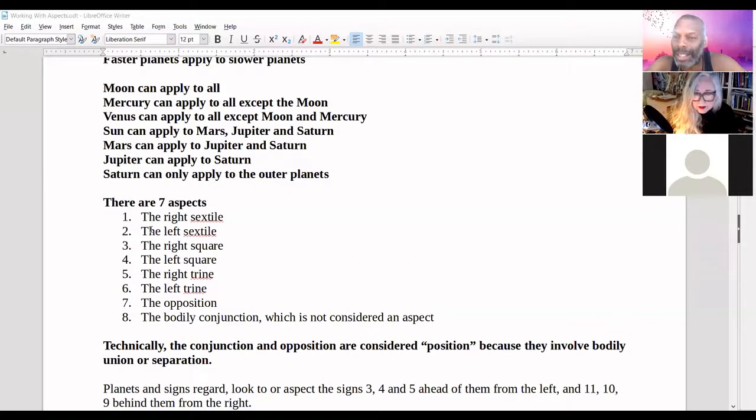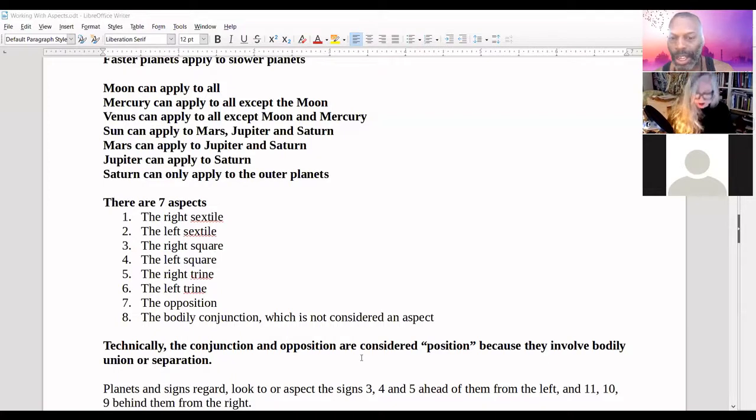There is a right sextile and a left sextile. There is a right square and a left square. There is a right trine and a left trine. There is an opposition. So those are the 7. And then the bodily conjunction would be 8. Okay. And this is one of the important things, obviously, because I underlined it or bolded it.